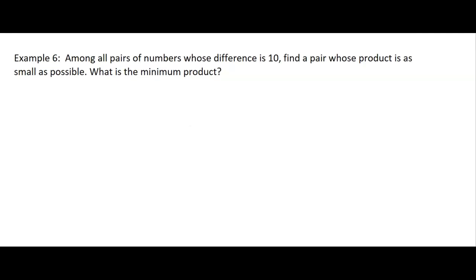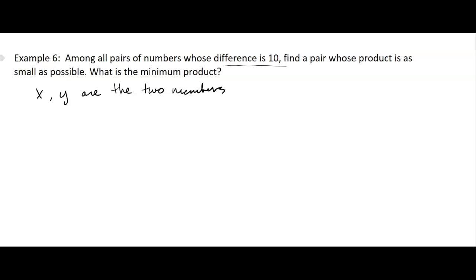Okay, so here's our first problem. Among all pairs of numbers whose difference is 10. Okay, so we're thinking about 2 numbers, and I'm going to use variables x and y. Say x and y are the 2 numbers. Now, usually I don't start writing anything down until I've read it all at least once. So usually we just read it all once. Among all pairs of numbers could be 5 and 7 or whatever. But there is a little stipulation here. Difference is 10. Okay, so keep that in mind.